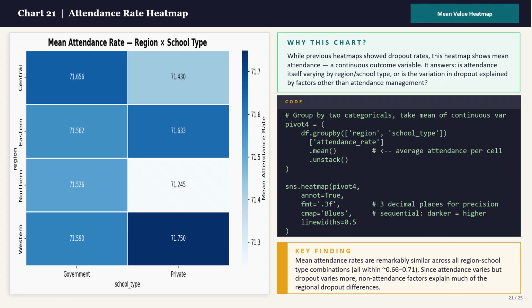So in the code, we first of all group by two categoricals, and we take the mean of a continuous variable. And the key finding was that the mean attendance rates are remarkably similar across all region and school type combinations, and are all within approximately 0.66 to 0.71. And since attendance varies but dropout varies more, non-attendance factors explain much of the regional dropout differences.